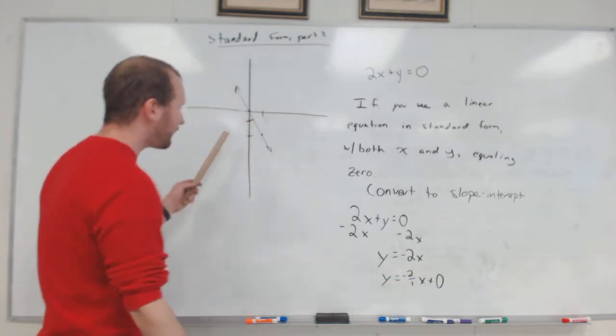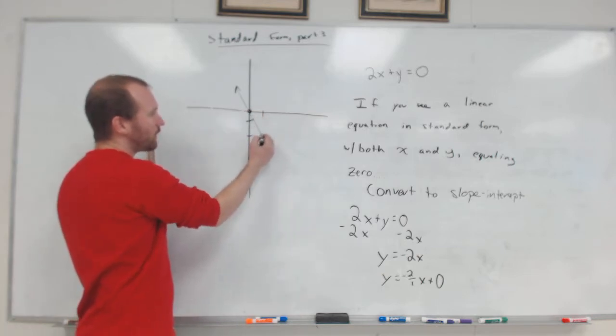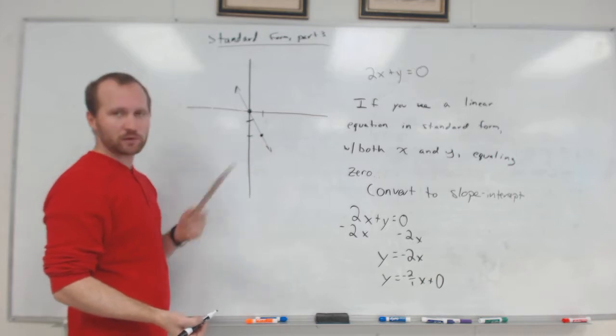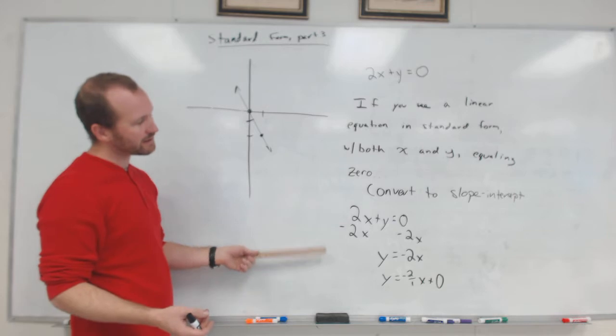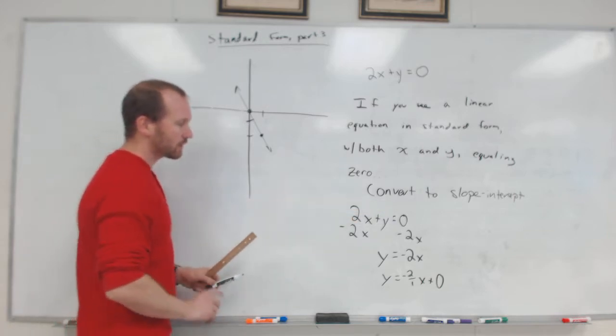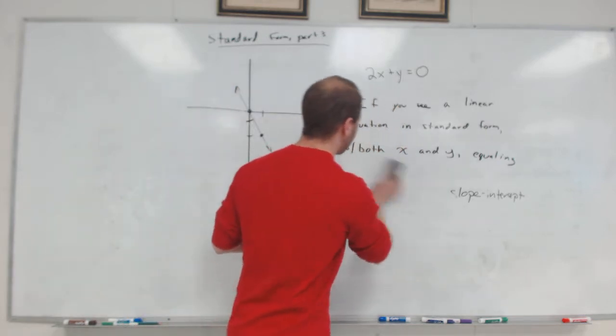So look, if I were to plot that, start at 0, go down 2 over 1. Hey, that's exactly what I said we were going to get. So this is just kind of a trick. If you have a standard form that equals 0, you can convert it into slope-intercept form. Let's do another example of this.